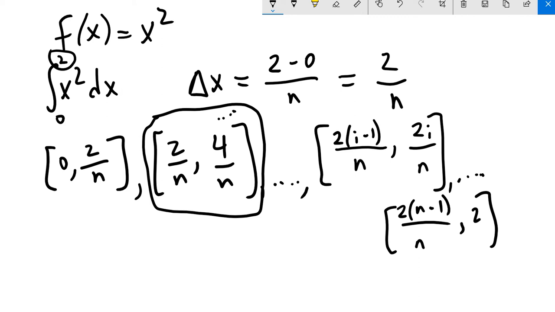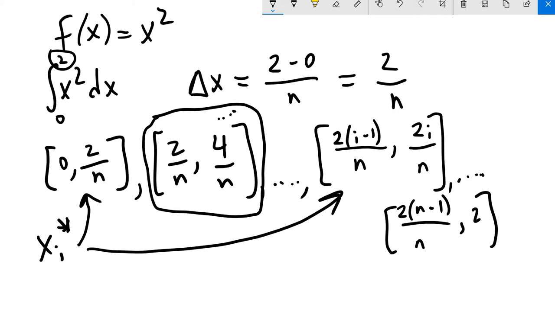So let's next choose our xi star in each of these. Like I said, you can choose any point within the interval. And actually, we're looking at the ith interval. We should look at the general form there. So what we're going to pick is the right endpoint, just to pick a point in there. So I'm going to pick this to be my general form of the point that I'm going to pick. So xi star is equal to 2i over n. Okay, so now we've picked what our point is going to be in each of these intervals.